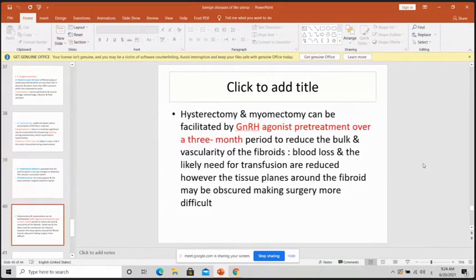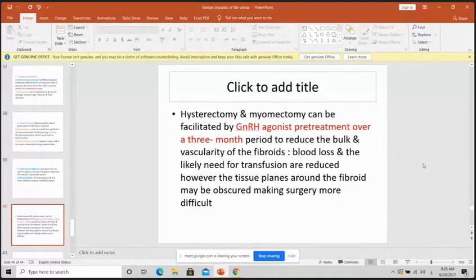زين هنا قلنا انه the use of gonadotropin releasing hormone agonist pre-surgical treatment, so on myomectomy or hysterectomy over a 3 months period will reduce the bulk and vascularity of the fibroids, therefore blood loss and the likely need for transfusion will be reduced as well. هنا المشكلة مال هاي التريتمنت prior to myomectomy شنو؟ هو صح انه راح يقلل الريسك of blood loss لكن المشكلة اللي راح تظهر عندنا انه there will be a difficulty in removing the fibroid tissue itself.